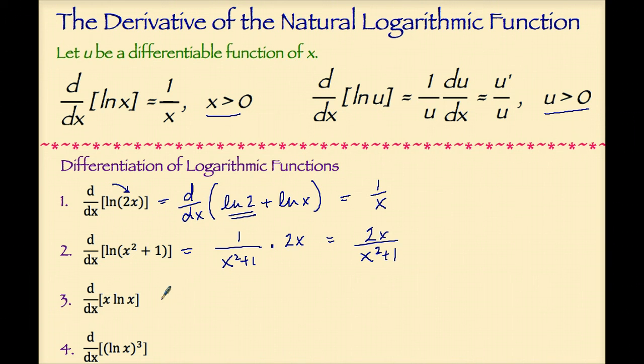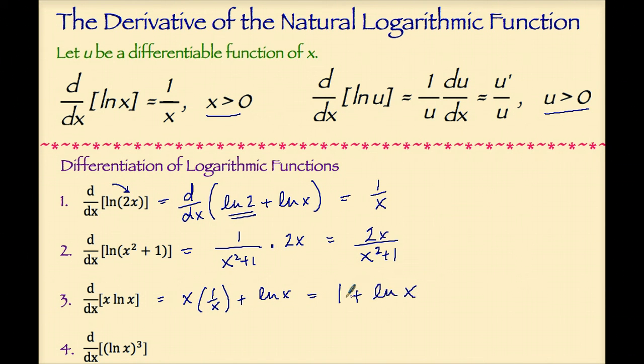For the third example, we're going to have to use the product rule. The first times the derivative of the second will produce x times 1 over x, and then plus the second function, natural log of x, times the derivative of the first, which is 1. Well, x times 1 over x simplifies to 1, so this derivative turns out to be 1 plus the natural log of x.